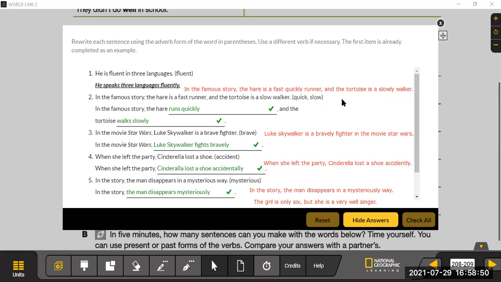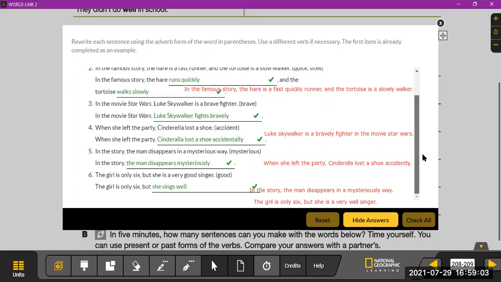In the story, the man disappears mysteriously, right? Also you can say in a mysteriously way. I can say that. So that is correct. And the number 6, the girl is only 6, but she is a very good singer. The girl is only 6, but she sings well. The girl is only 6, but she is a very well singer. She is a very well singer is correct also.